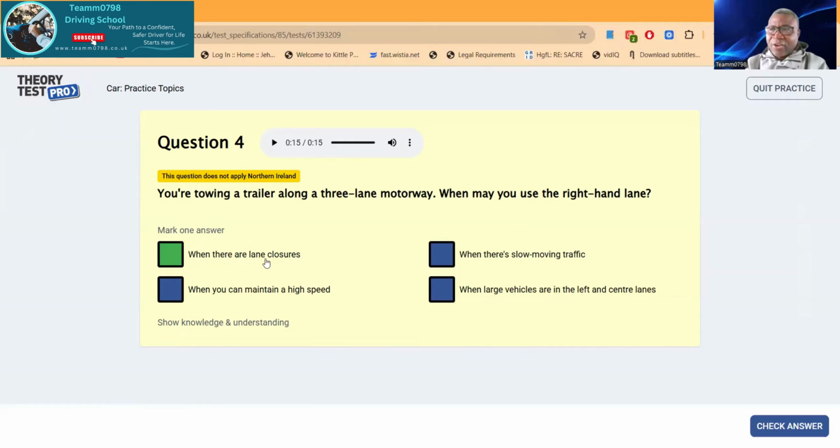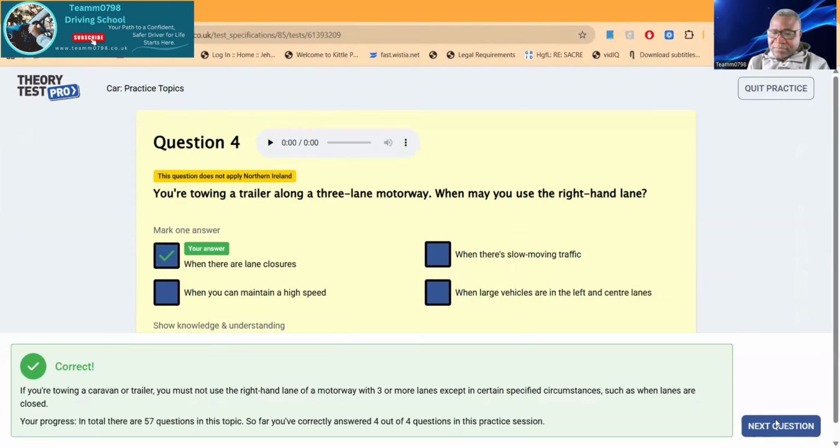So when may you use the right-hand lane? When there are lane closures. Okay, when there is slow-moving traffic, no. When you can maintain a high speed, no, it's impossible to maintain high speed when you're towing a trailer, unless you want to create a problem. And when large vehicles are in the left and center lanes, those answers are not correct. Okay, the correct answer is when there are lane closures.